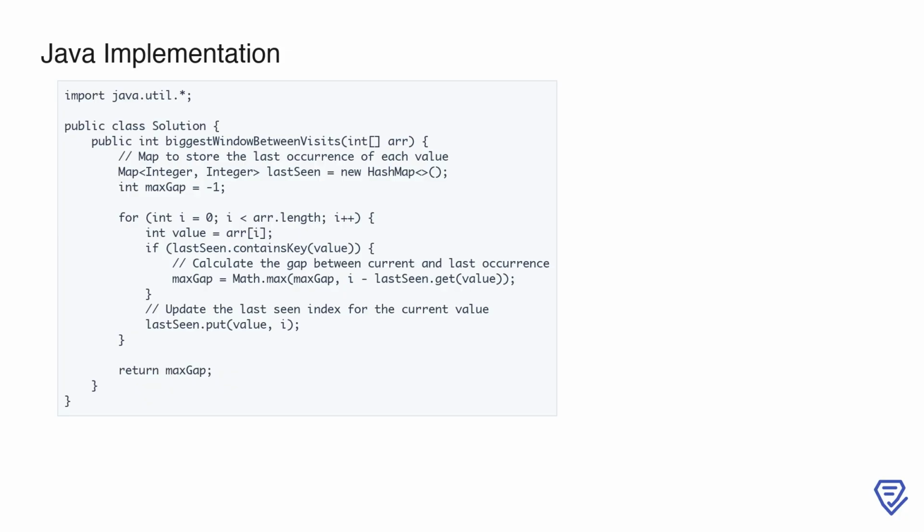This is the Java implementation of the biggest window between visits problem. The logic mirrors the Python solution, using a hash map to track the last seen index of each value in the array. The main difference lies in Java-specific syntax, such as explicit type declarations and the use of Java's map and math utilities. The method iterates through the array, calculating and updating the maximum gap between repeated values as it encounters them. The final result is returned as an integer.